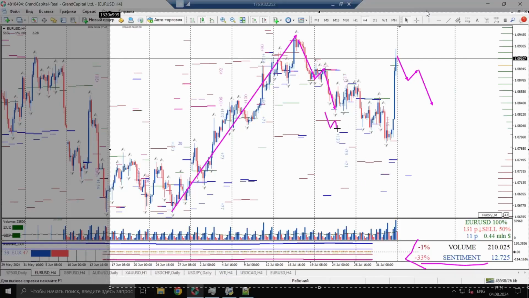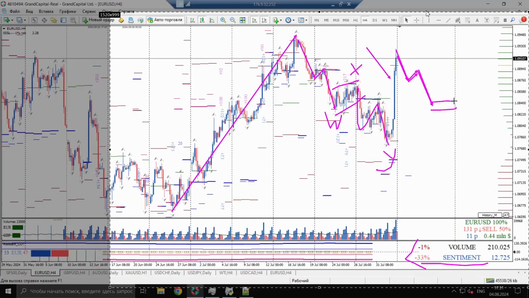Why? For the simple reason that we have some impulsive movement followed by a zigzag in wave W, then a correction in wave X, and another zigzag in wave Y. After this, we have an impulsive movement indicating a continuation of growth.